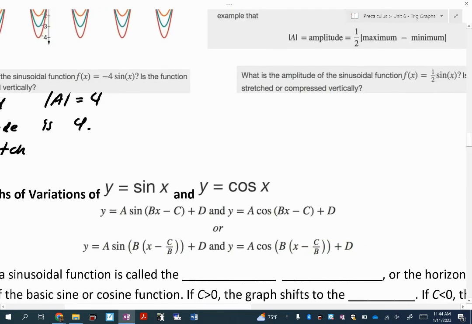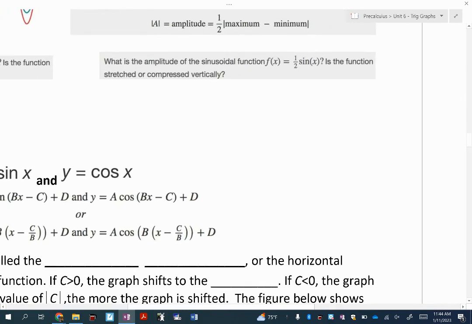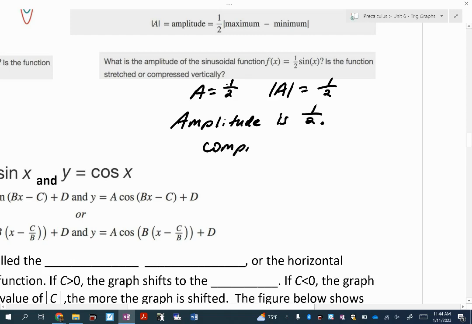Okay, let's do this next one. You've got A is 1/2. The absolute value of A is also 1/2, so the amplitude is 1/2. All right, and because this absolute value of A is between 0 and 1, this is what we call a compression.